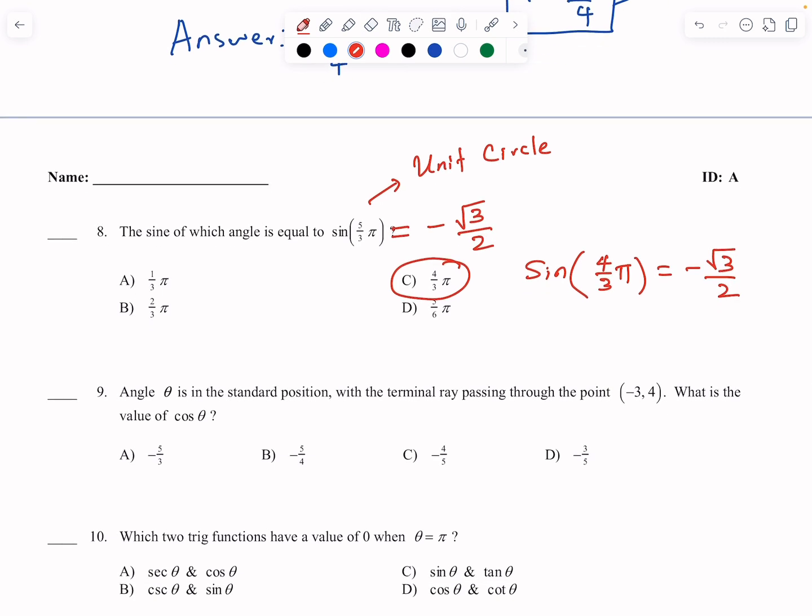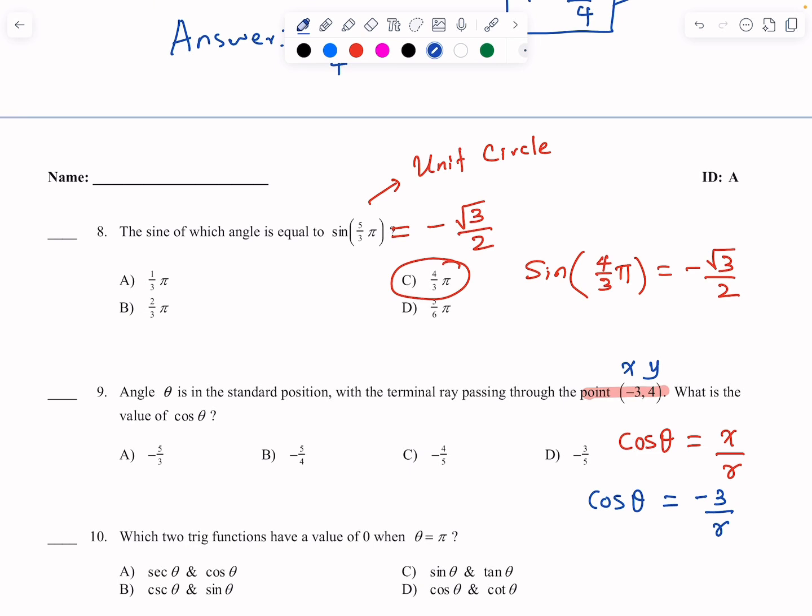Question 9 is saying that the angle theta is in the standard position with the terminal ray passing through this particular point. What is the value for theta? Now, the formula is cos theta is equal to x divided by r. In this case, all I have to substitute is what I know. So this one is x, and this one is y. So I know that my cos theta is equal to negative 3 divided by r. So I have to find out what the radius will be, right?